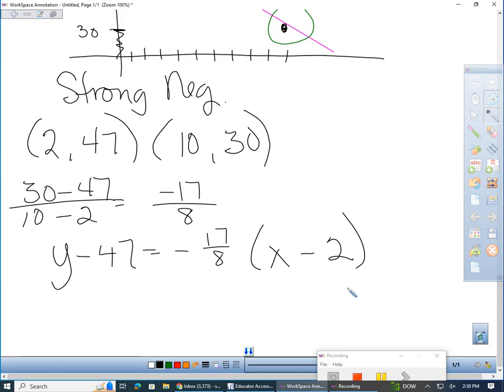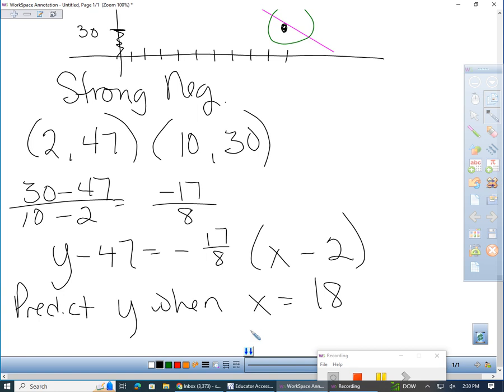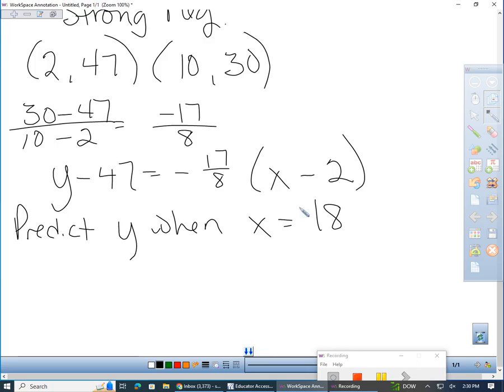Now, here's the last thing we're going to do today after you get your equation. I want you to predict y when x equals 18. So we're going to put 18 in for x and find out what y equals. So we have y minus 47 equals negative 17 over 8 times 18 minus 2. 18 minus 2 is 16.